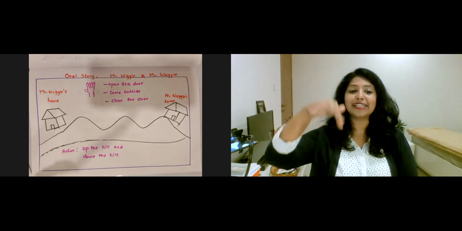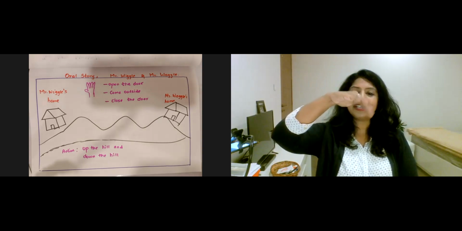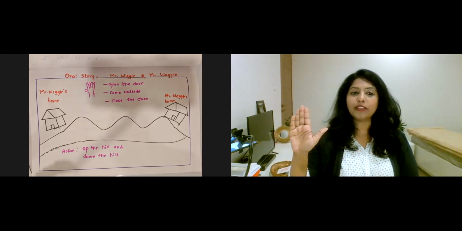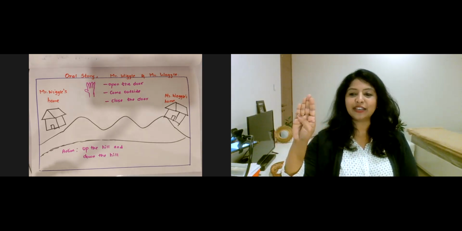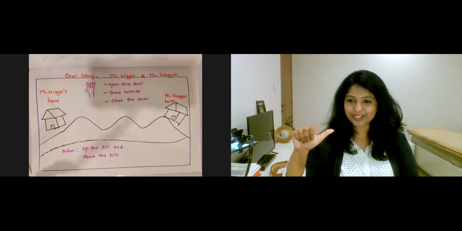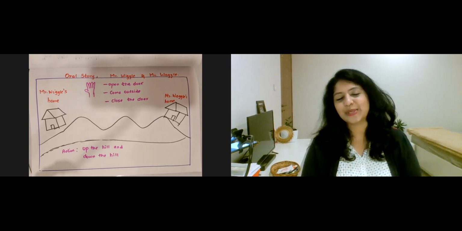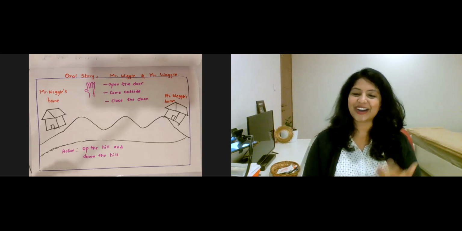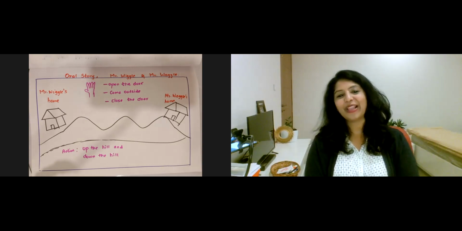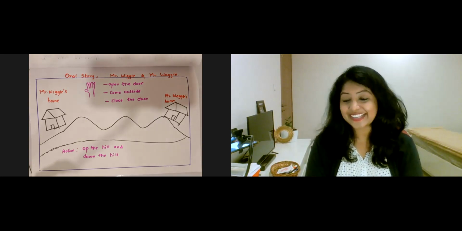Up the hill and down the hill. Open the door, come inside, close the door. Open the door, come outside, shut the door. So you're trying to introduce the vocabulary and the children learn it with amazing ease. Okay, so that was for today's exercise.